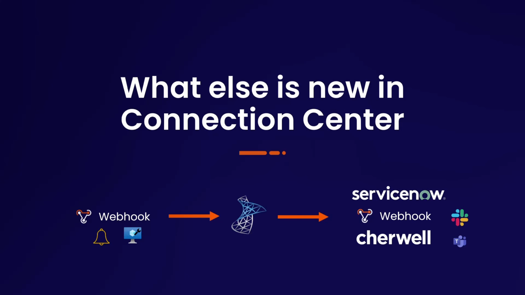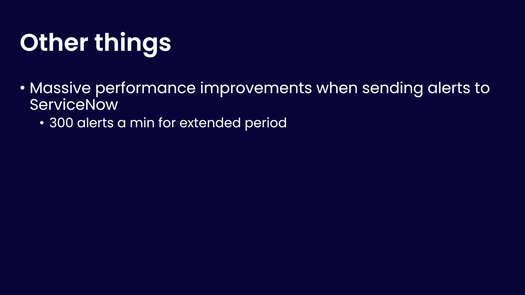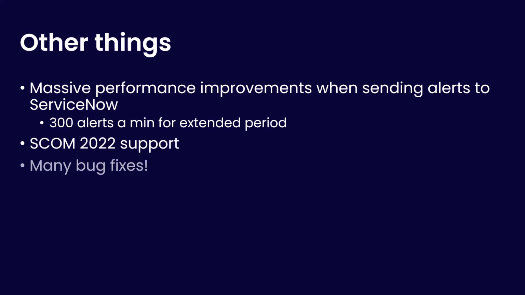Final thing to talk about is other bits and pieces that are new in Connection Center in general, the suite at large. So there are a few other bits and pieces. This one is a big deal, but we've made a lot of performance improvements in the area of ServiceNow alerting. To the tune of kind of 10 times the performance. So we now will allow 300 alerts a minute for an extended period of time. Which is fantastic. So if you're running a large scale or very busy SCOM deployment, have no fear, we can handle the load. We have SCOM 2022 support and a whole bunch of bug fixes. Nothing of particular note, but loads and loads of them.